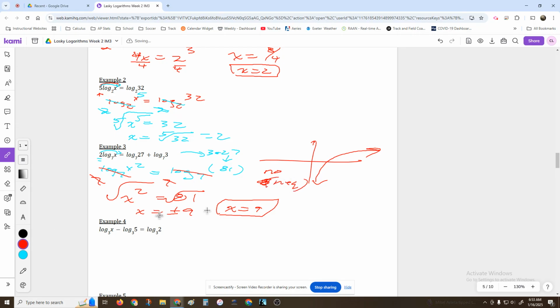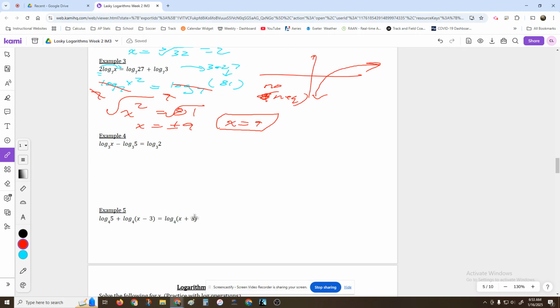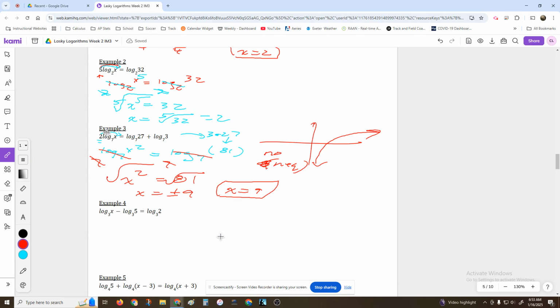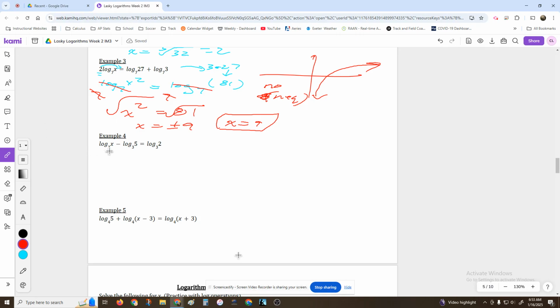All right. So two more examples for today. We just have to keep working on them. Lots of examples today. So we have two sides. We have a subtraction, so it's going to be a division problem. So log base 3 of x over 5 equals log base 3 of 2. I divided them because I'm subtracting them. So then we know we have the same base on both sides, so we can use base 3 to get rid of it, and then we have x over 5 equals 2.